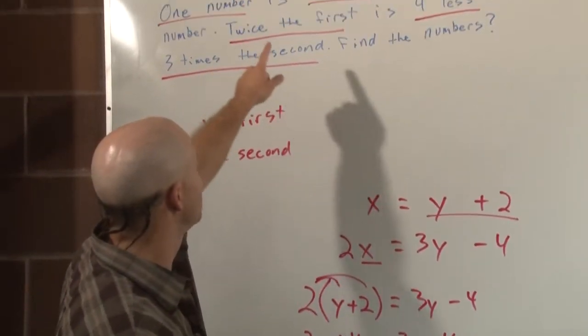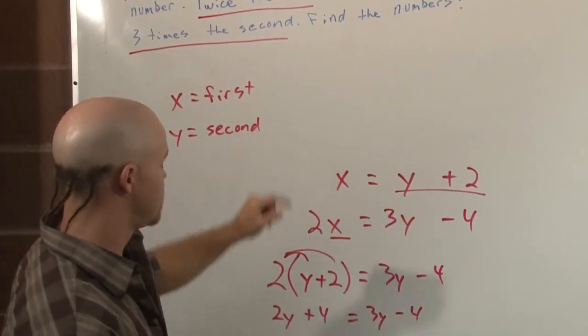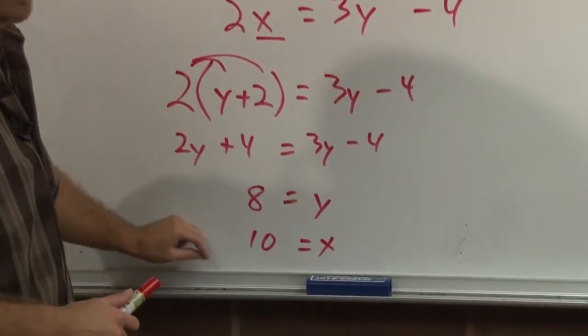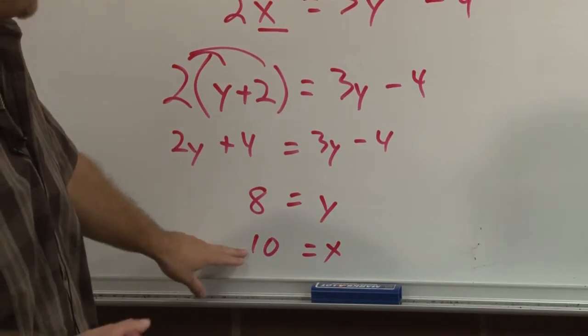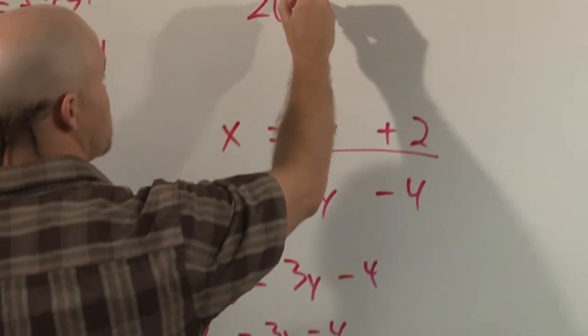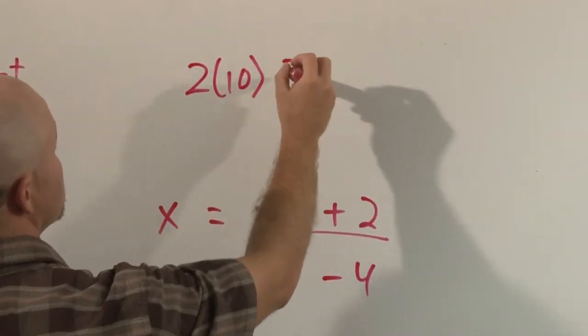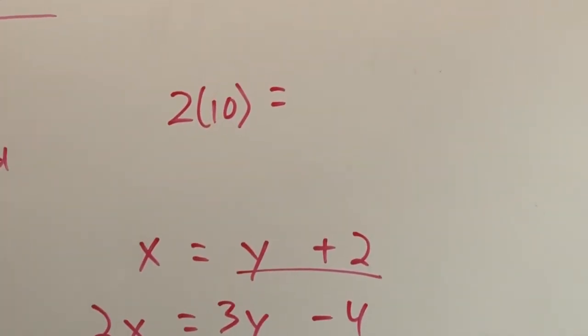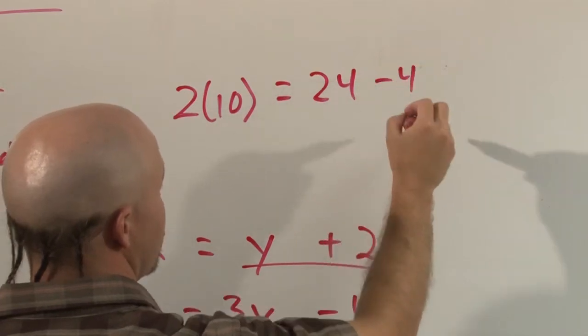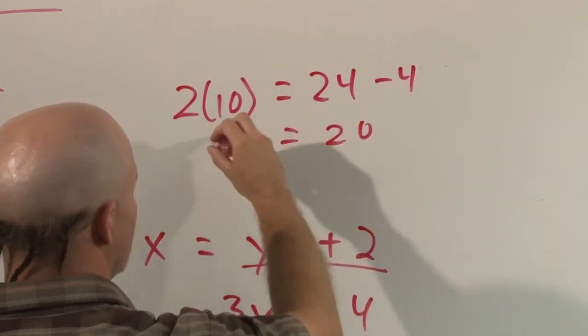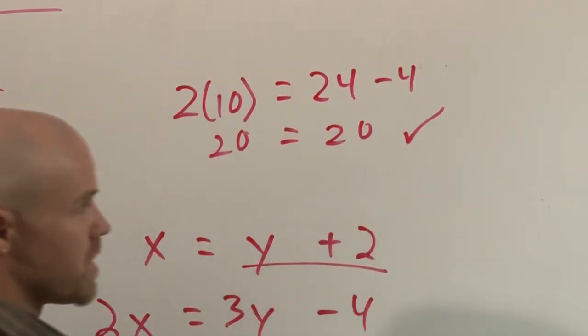If you want to go through and check these things, you can look at them now and say one number, the first number, being 2 more than the second number, it's definitely 2 more than the second number. And then twice the first number, so 2 times 10, is 4 less than 3 times the second number. Well, 3 times the second number would be 24, and 4 less than that would be 20. So it looks like 20 equals 20. Therefore, this checks out.